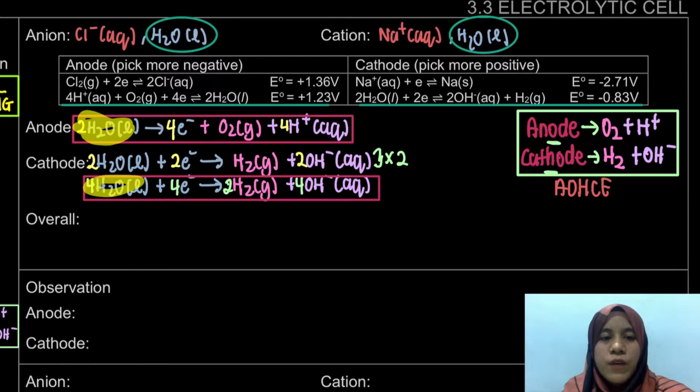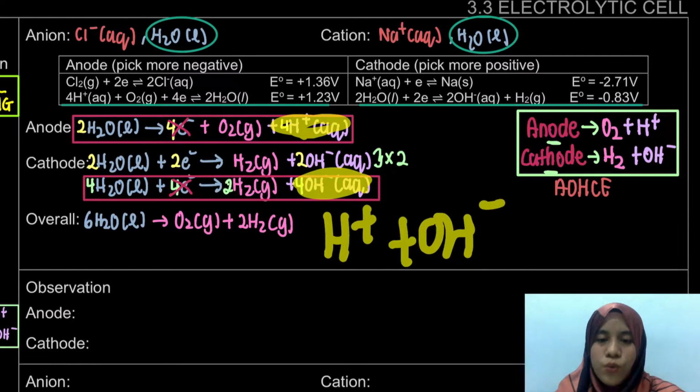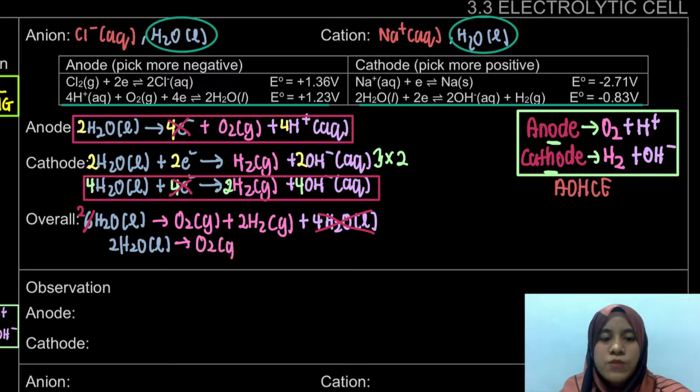Here, on the same side, we have 6H2O liquid. Then the electrons are cancelled out because there is gain and loss of electrons. Then I have my oxygen and 2H2 gas. For the 4H plus and 4 OH minus, we will form H2O liquid. H2O is always liquid, it's not aqueous. So 4H2O liquid. This equation can be simplified further by removing the 4H2O, so the 6H2O only has 2 left. So 2H2O gives O2 gas plus 2H2 gas. So this is the equation.